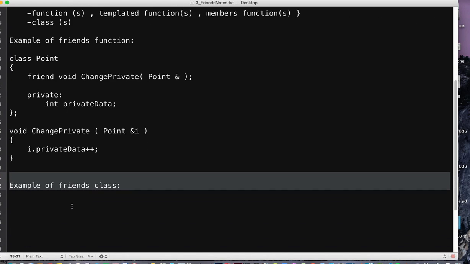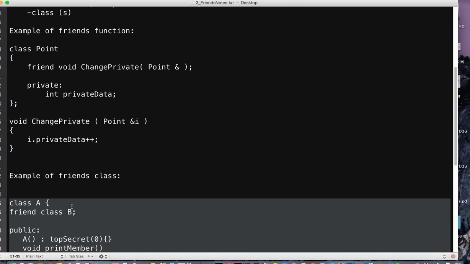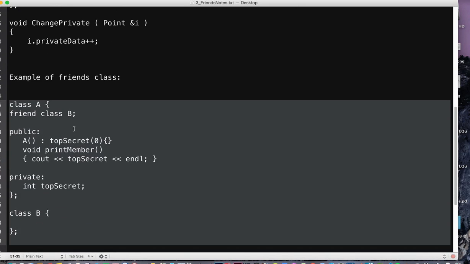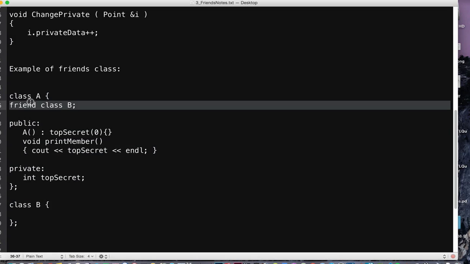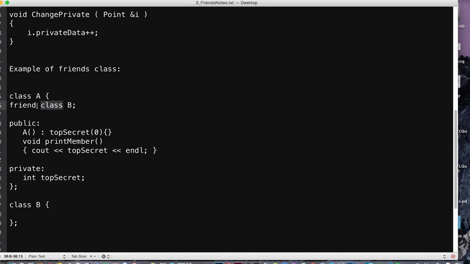Here is another example of friends between classes. We have two classes here: class A and class B. A explicitly grants class B as its friend. So class A has public member functions and private member data. That means class B has all access in terms of public members and private and protected members.